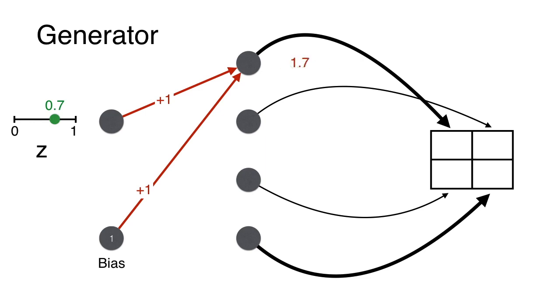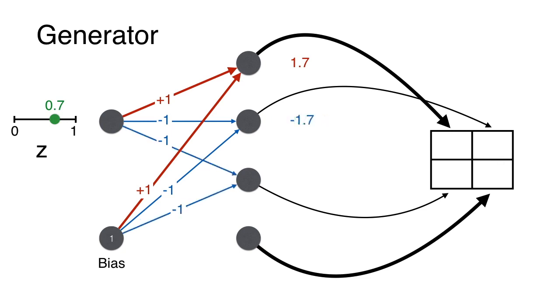Now let's look at the second node. It corresponds to the top right corner, so it has to be a small value. So let's put negative numbers here. What do we get for the score? We get minus 1 times 0.7 minus 1, which is minus 1.7. In the same way, we want a small value here, so we put weights of minus 1, and we get minus 1.7. And for the last one, we want a high value, so we put plus 1s, and we get plus 1 times 0.7 plus 1, which is 1.7.